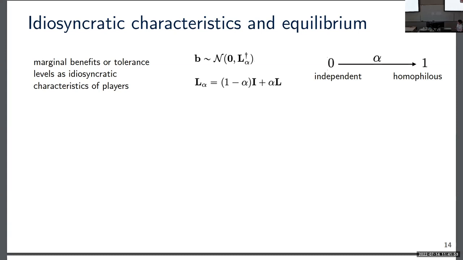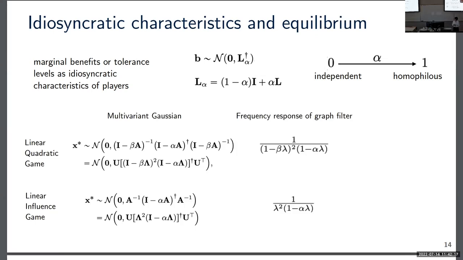For example, if alpha goes to zero, that means this is the independent game. The marginal benefit is independent because it is not affected by the network structure. You can also go to the other extreme, where alpha goes to 1. In this case, it is purely smooth on the graph.